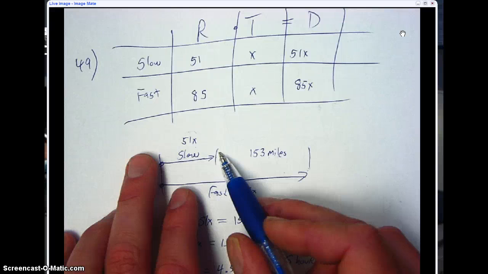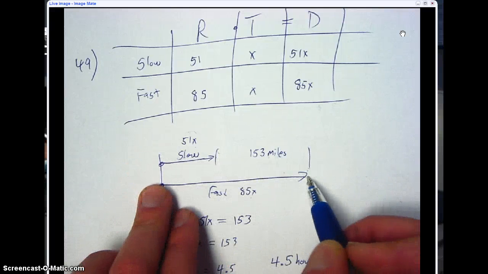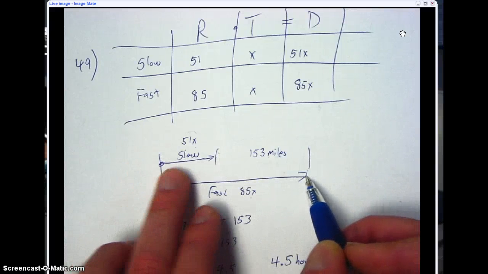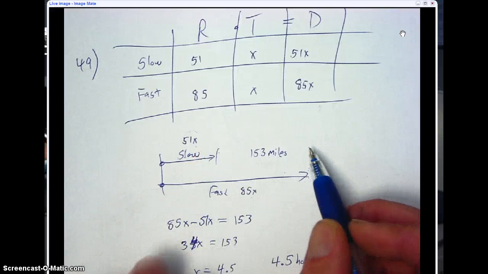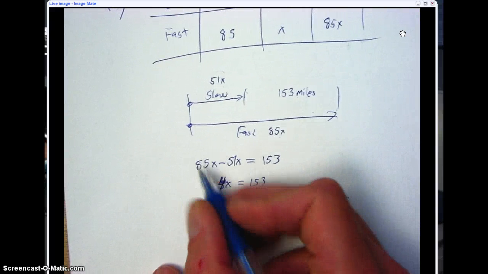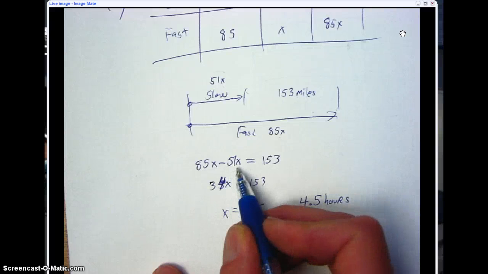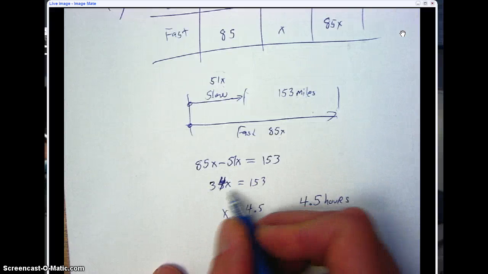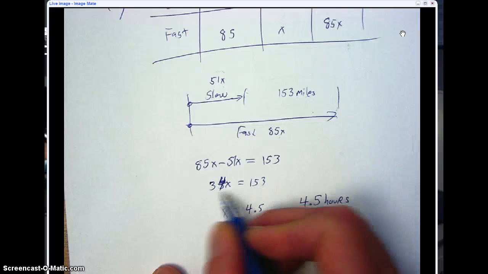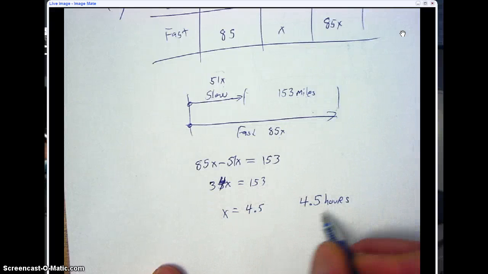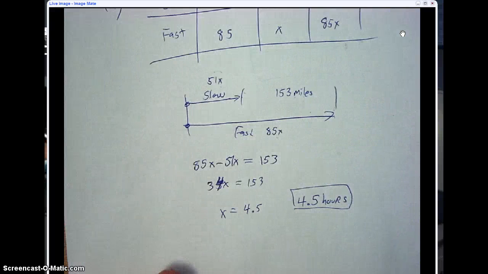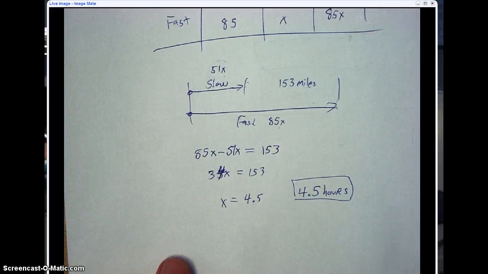And finally, the way I have it is if you take the fast guy's distance and subtract the slow one's, you should equal 153. And the reason I like that is because these are just like terms. So 85 minus 51 is 34. And if you divide both sides by 34, 34 goes into 153 4.5 times. So X means they have traveled for 4.5 hours before reaching that distance.